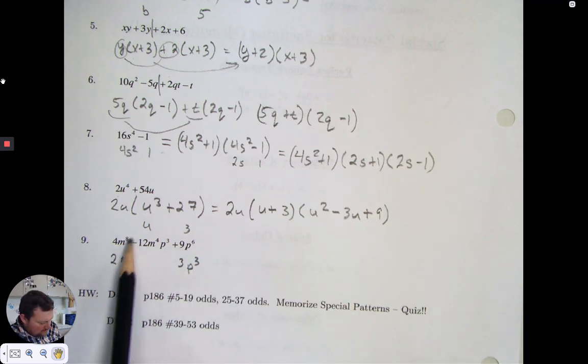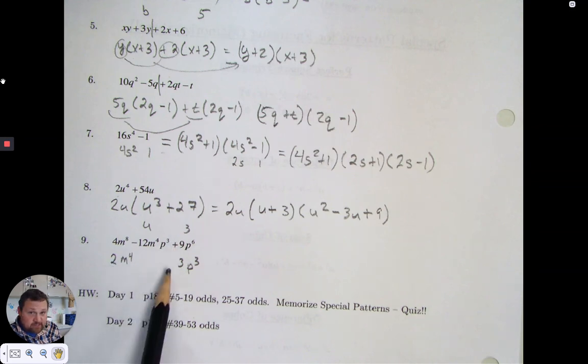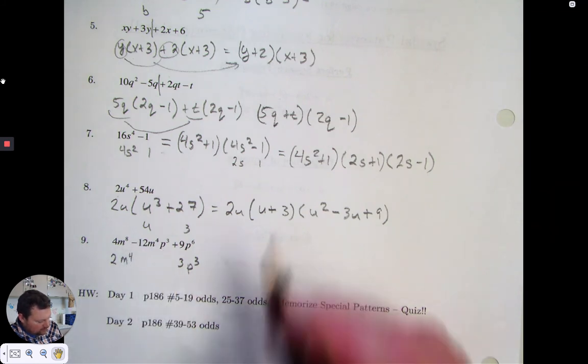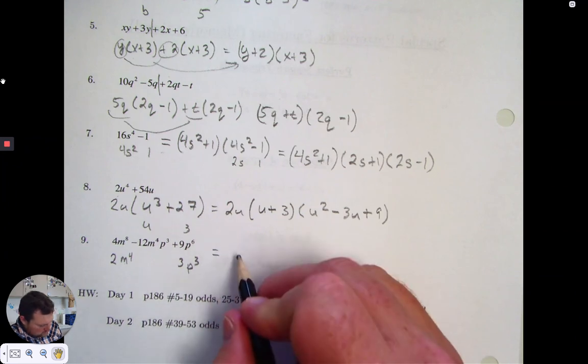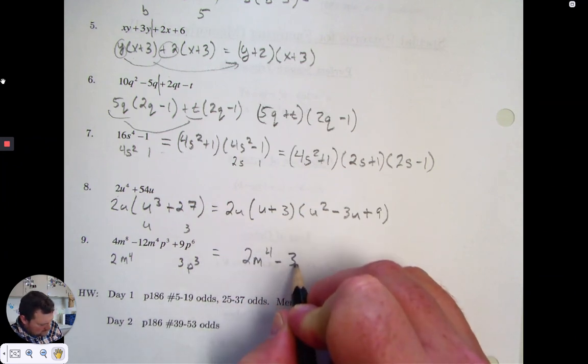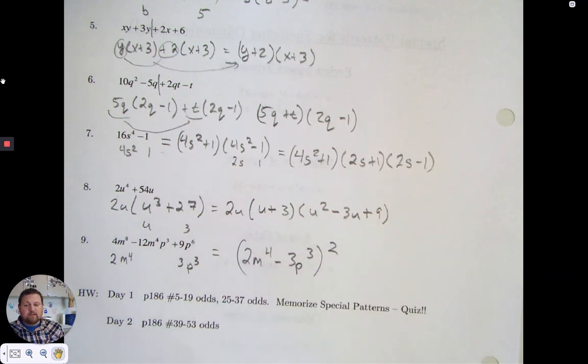So now we have a minus here, the plus here. Well, if we do 2 times 2, that's 4, times 3 is 12, so that gives us the 12 we need, and then we have our m to the 4th, p to the 3rd. So that means that this is just simply 2m to the 4th minus 3p to the 3rd, squared. So the biggest thing here is just recognizing those patterns.